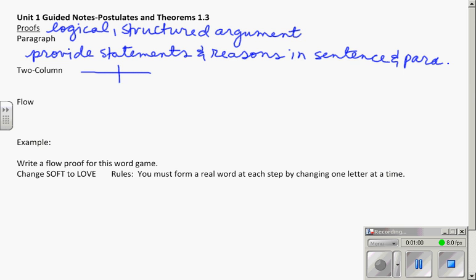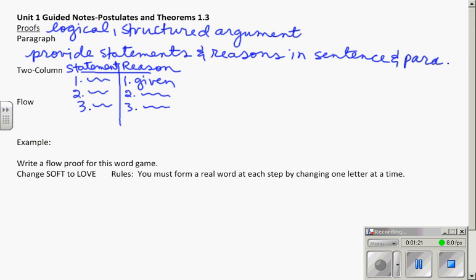Two-column proofs provide the argument in a T-chart where you give your statement here, and then directly opposite you provide your reason. We number them. Your first step is always given, and you would give your second step and the reason that you can say that second step, and so on through the proof.